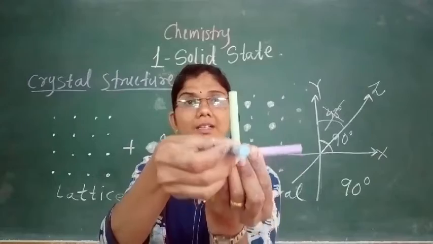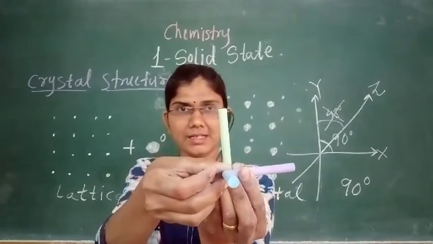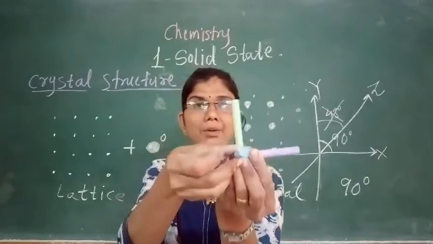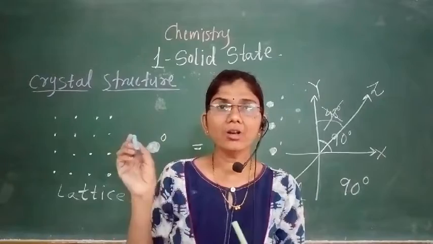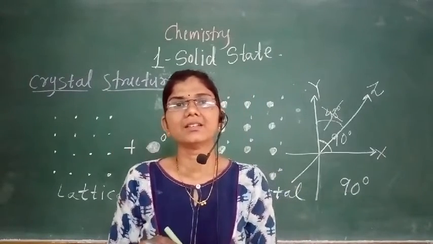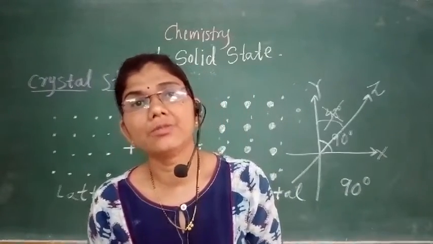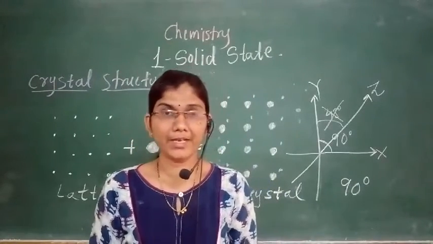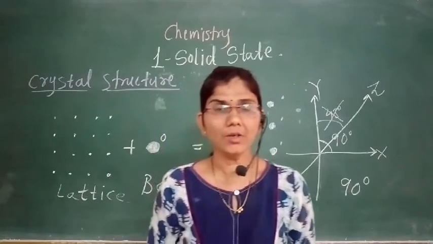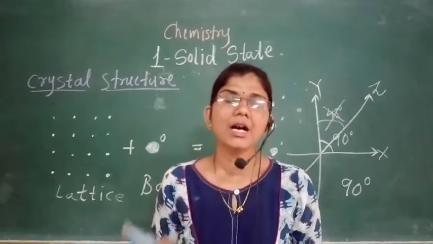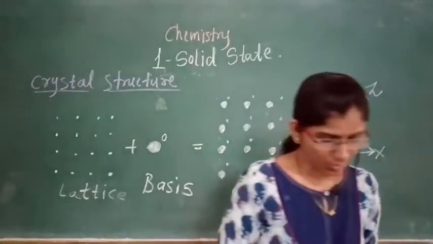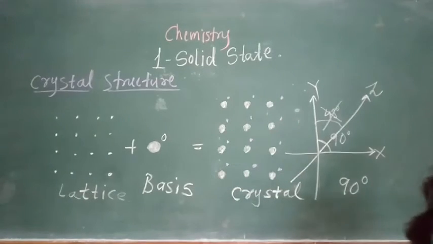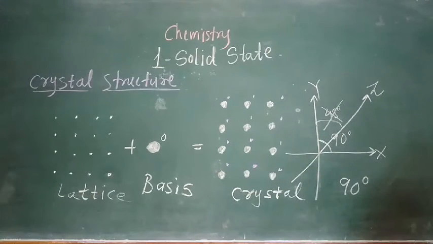So this is the three-dimensional structure. And when we study the crystal structure, all crystal structures are three-dimensional arrangements of particles. And particles, as we know, are either atoms, ions or molecules. So how are crystal structures formed?